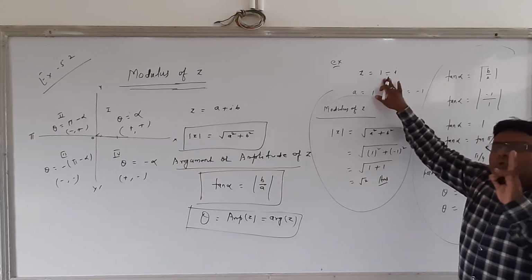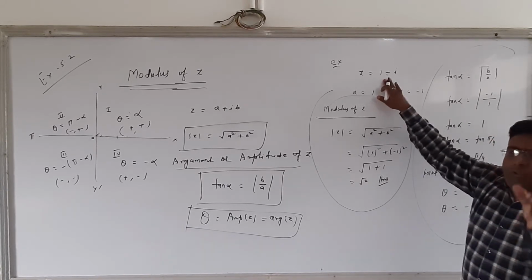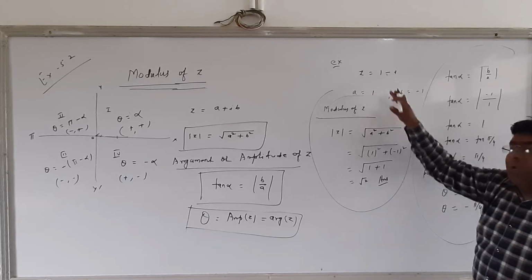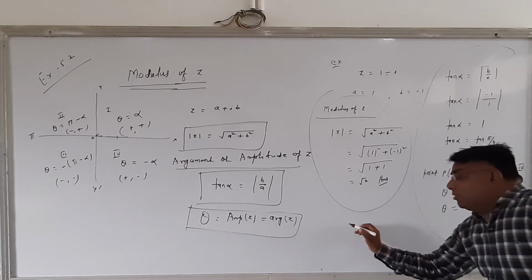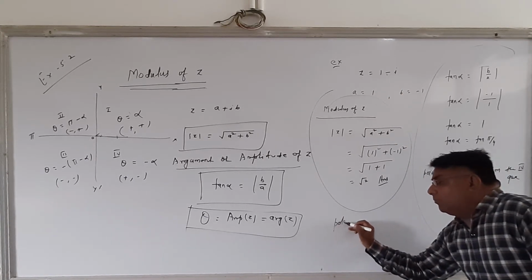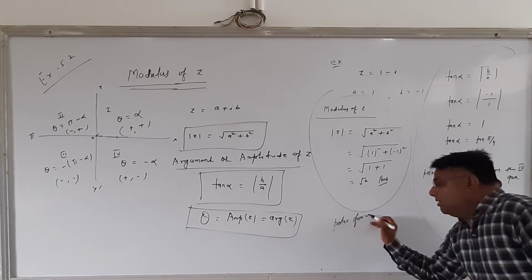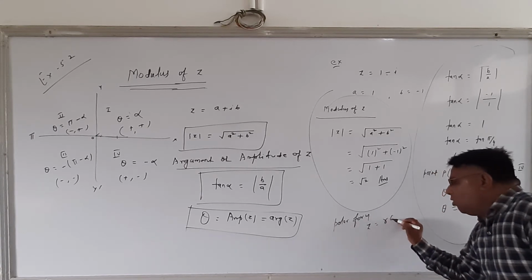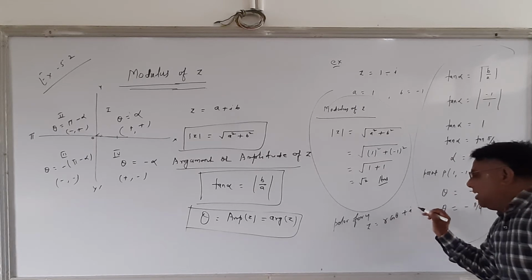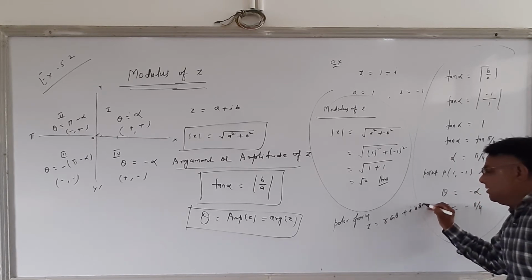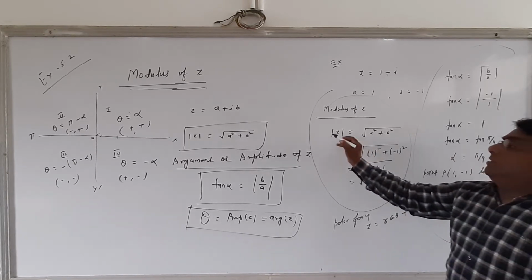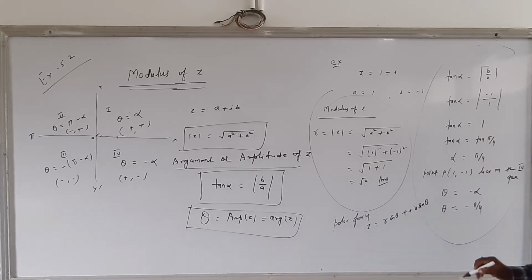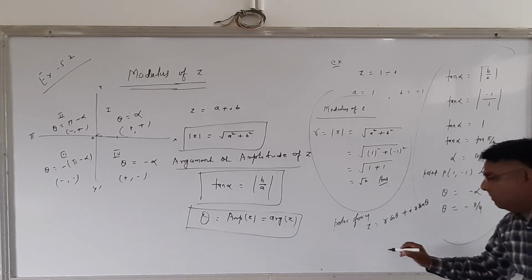A complex number has two forms. One is the Cartesian form, the a plus iota b form. The second is the complex number in polar form. So what is the polar form? z equals r cos theta plus iota r sin theta, where r is the modulus of z and theta is minus pi by 4.